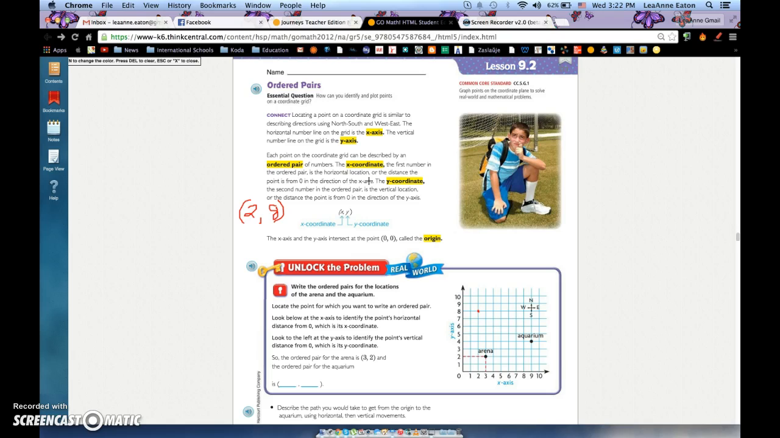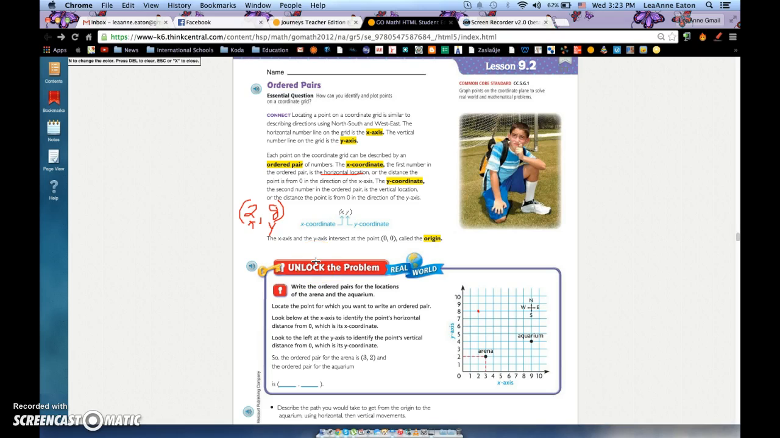The x-coordinate is the first number in the ordered pair, and this is the horizontal location, or the distance the point is from 0 in the direction of the x-axis. The y-coordinate is the second. So this is our x, and this is our y. Hopefully you can read that. So x and y.